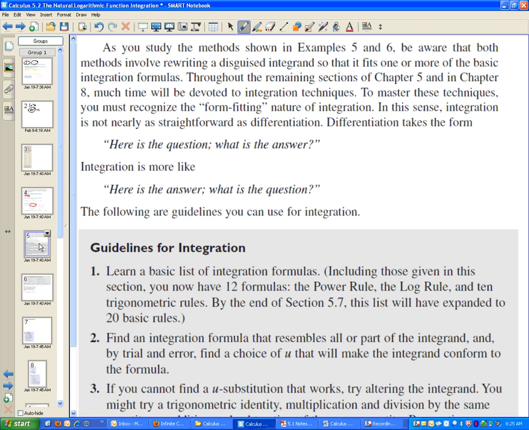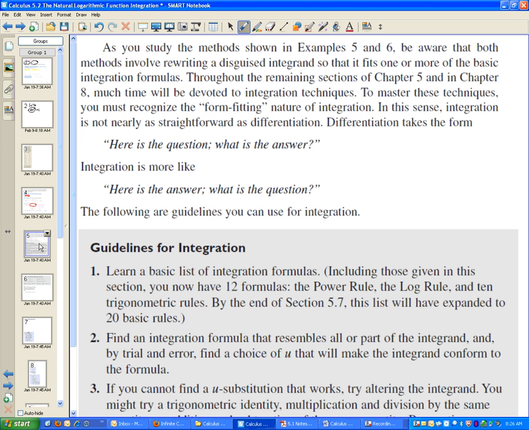Okay? In this sense, integration is not nearly as straightforward as differentiation. Differentiation takes the form, here's the question, what is the answer? Integration is more like, here's the answer, what is the question? So we are now playing Jeopardy. Or backwards.